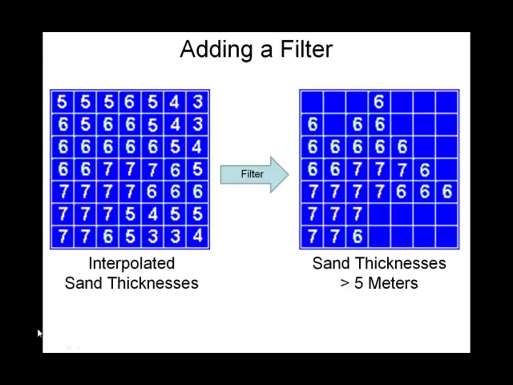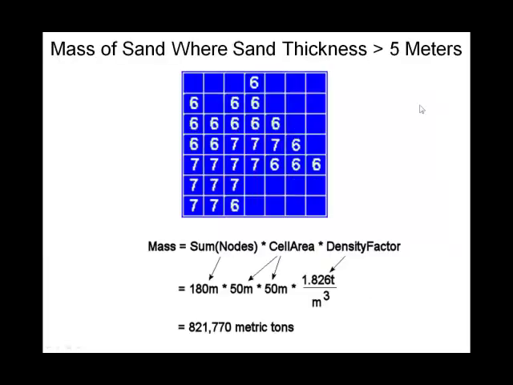Let's throw in a slight twist by pretending that we're only interested in the areas where the sand thickness is greater than 5 meters. A simple low-stop, high-pass filter is used to remove the nodes where the predicted thickness is less than 5 meters. If we use the previous equation with this filtered grid model, the mass drops from 1.2 million tons to 0.8 million tons. Let's review the mass computation. Mass equals the sum of all thickness nodes times the cell area times the density factor.